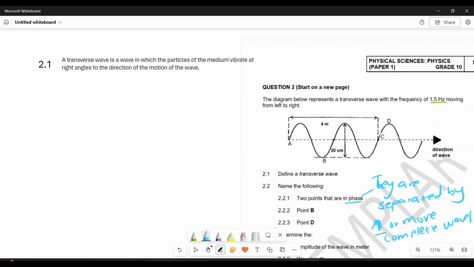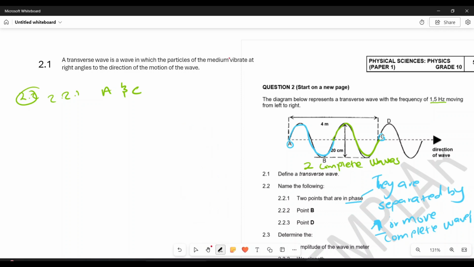Now, if you could look at this, A and C, how many waves separate your point A and C? This would be the first, from here to here. This is my first complete wave. Now my second complete wave will start here up until my point C. Now A and C would be in phase. Why? It's because they are separated by two complete waves. So for 2.2.1, we're going to say A and C.